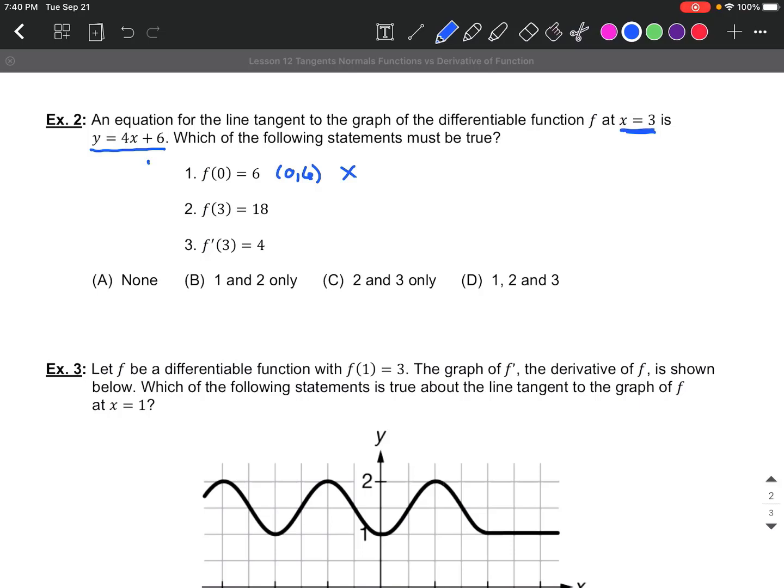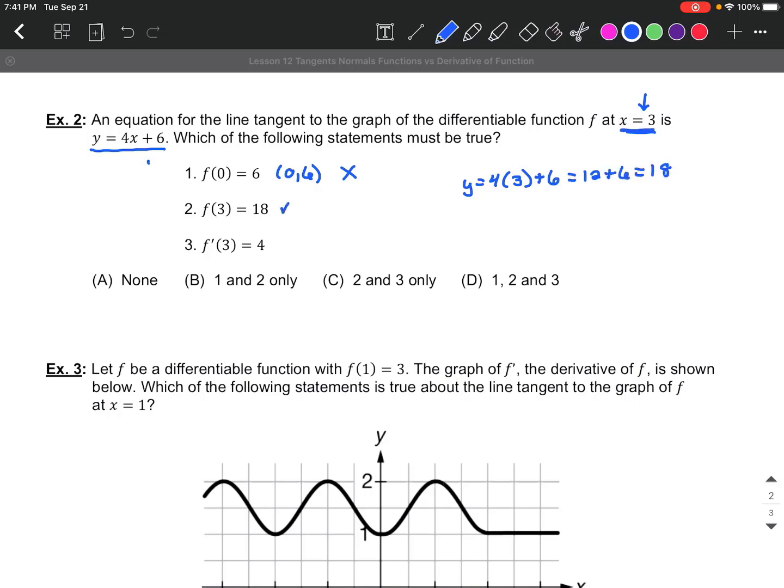Does f of 3 have to be 18? Now, if we think about this for a minute, if the tangent line and the function meet at the same point where x is 3, and I plug 3 into the tangent line to find the y value of the tangent line, it's also going to be the y value of the function, because they're at that same point. So if I do 12 plus 6, I do get 18.